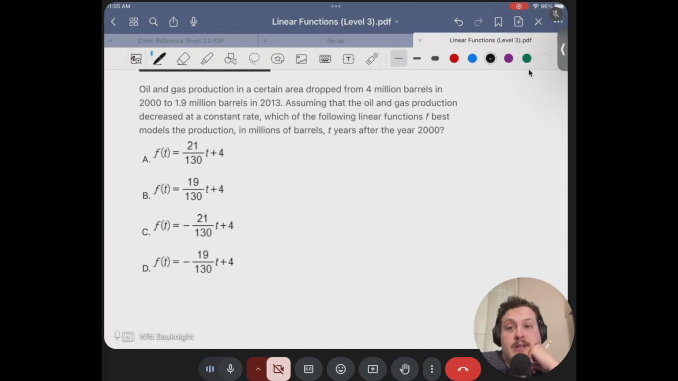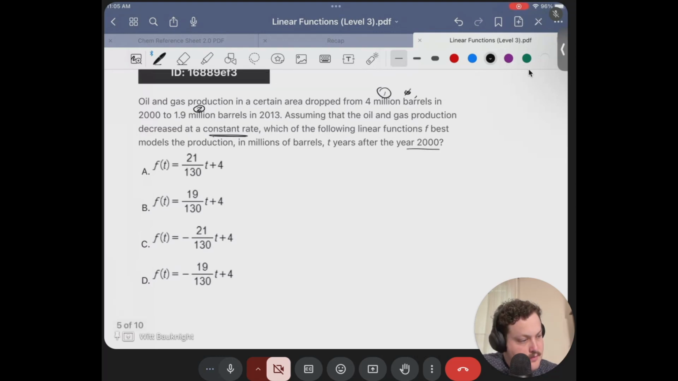Oil and gas production in a certain area dropped by 4 million barrels from point A to point B. Assume that oil production decreases at a constant rate, a linear function. Which linear function best describes the model of production T years after 2000? So one point is (0, 4), and the other point is (13, 1.9).